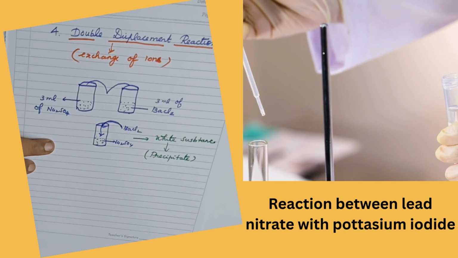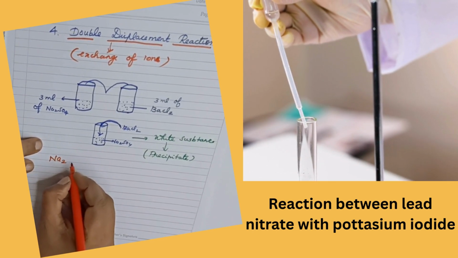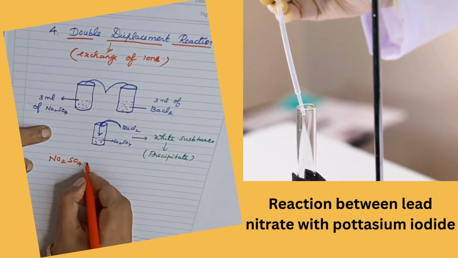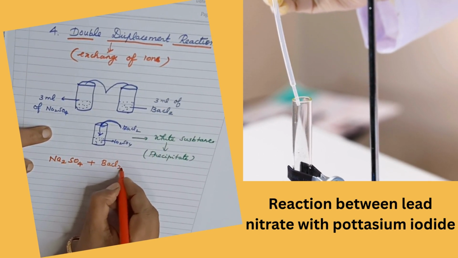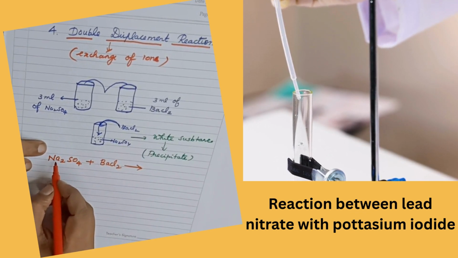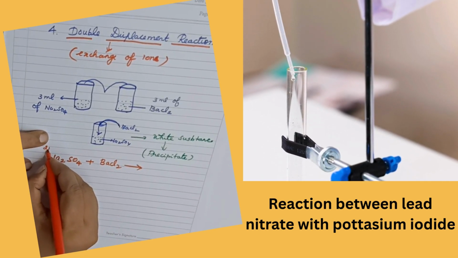Now, let's write this reaction. First is sodium sulfate, Na2SO4, plus barium chloride, BaCl2. Now the exchange of ions will take place. Here the charge for SO4 is 2 minus, and for Na it is 2Na plus.